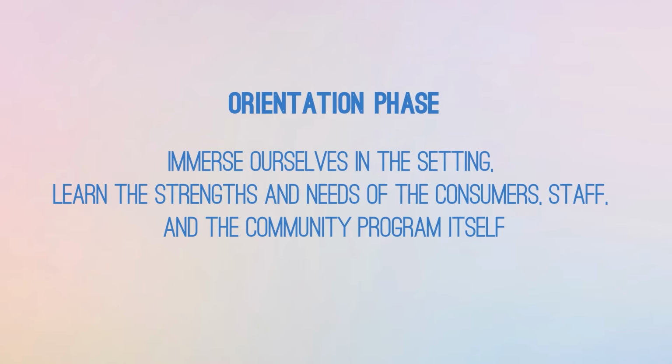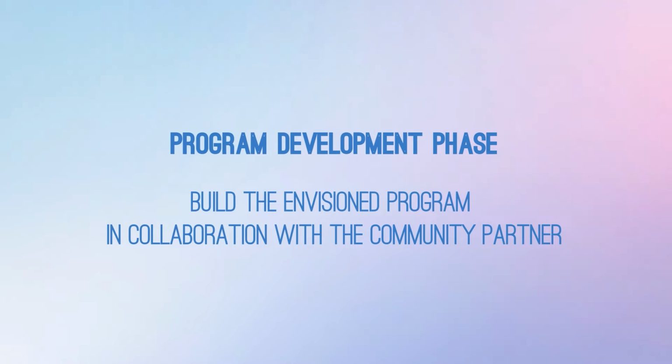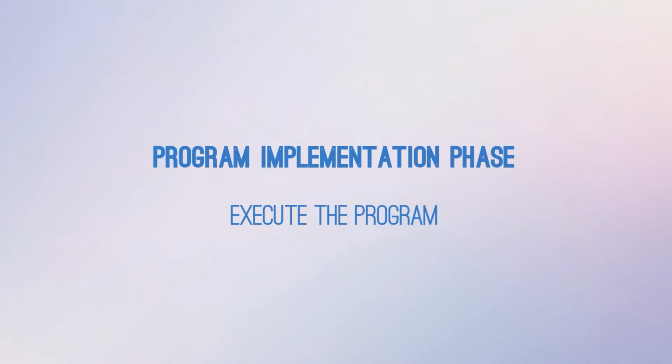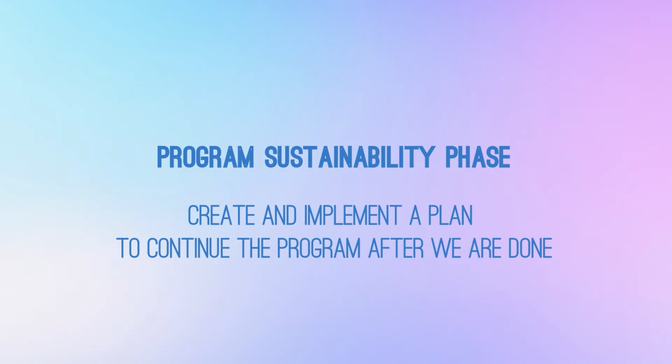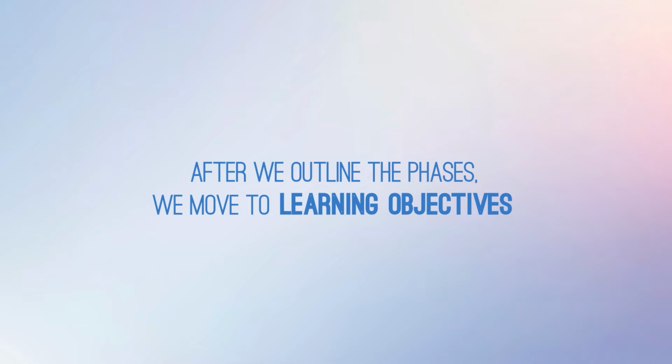Orientation phase, where we immerse ourselves in the setting, learn the strengths and needs of the consumers, staff, and the community program itself. Program development phase, where we build the envisioned program in collaboration with the community partner. Program implementation phase, where we execute the program. Program evaluation phase, we assess the program. And finally, program sustainability phase, where we create and implement a plan to continue the program after we complete our project. After we outline the phases, we move to learning objectives.